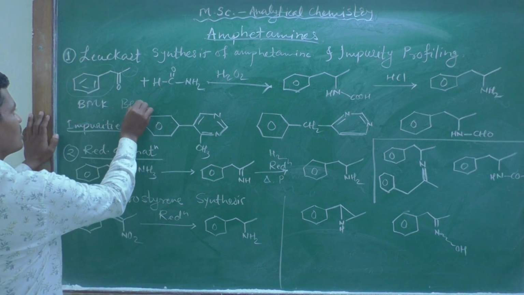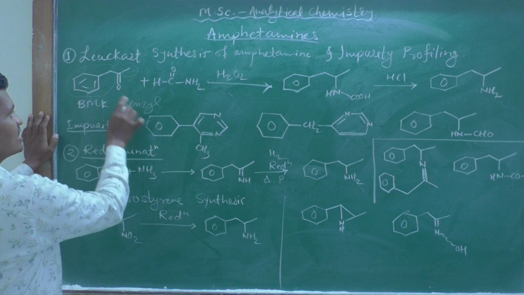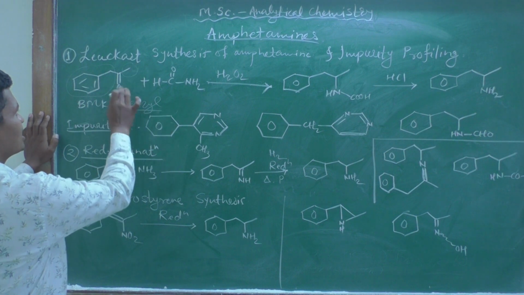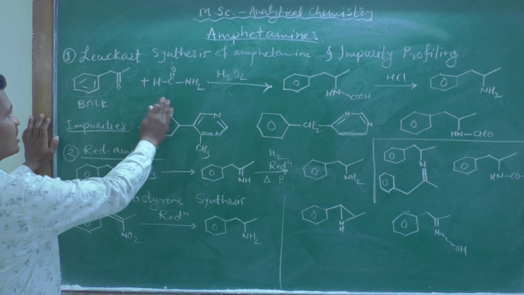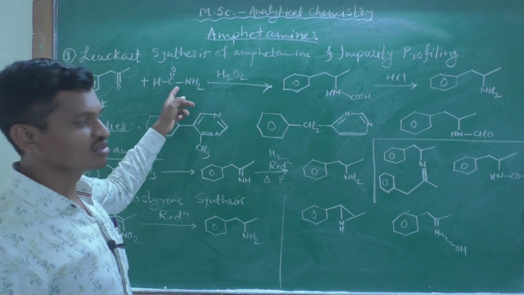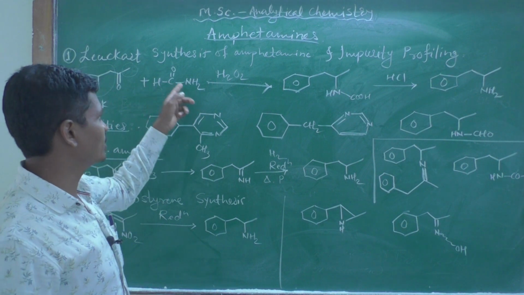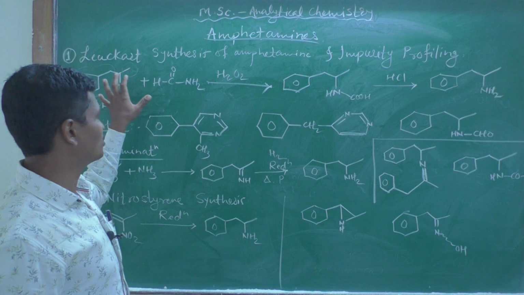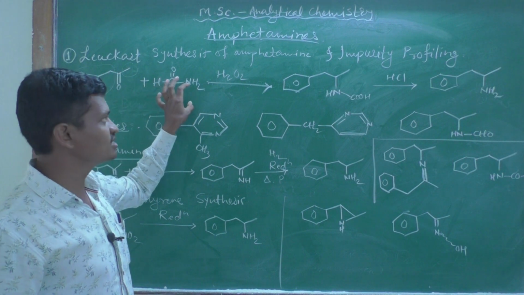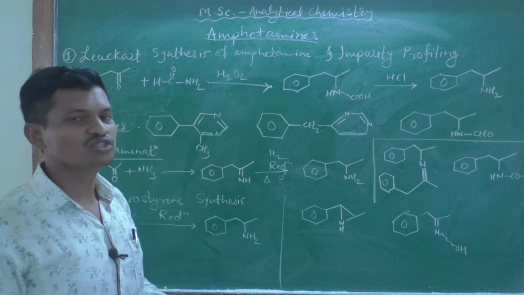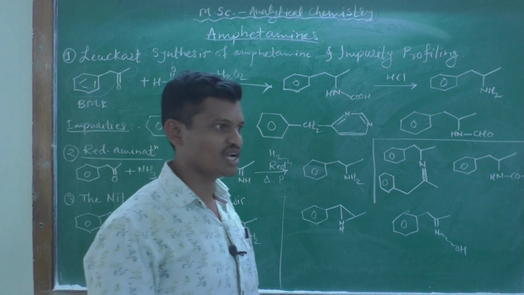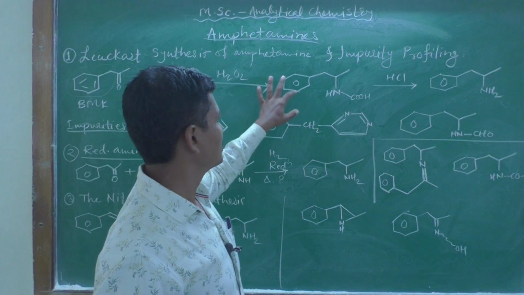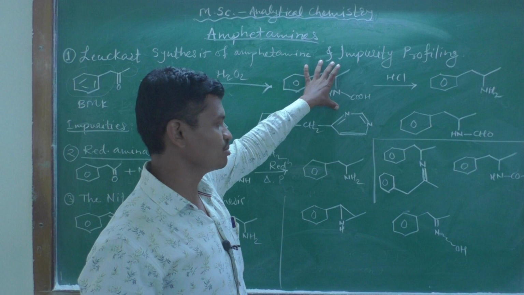Benzyl, B-E-N-Z-Y-L. It's not benzene. Benzyl methyl ketone, BMK. Okay, benzyl methyl ketone is there, and it reacts with formamide, HCONH2. So the reaction between benzyl methyl ketone and formamide in presence of oxidizing agent hydrogen peroxide, H2O2. Okay, so it will give this intermediate.